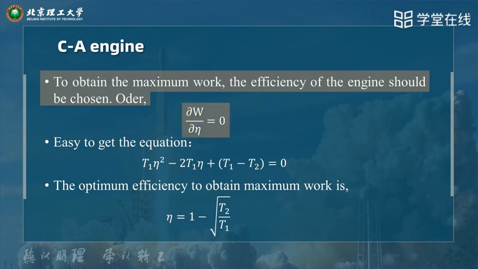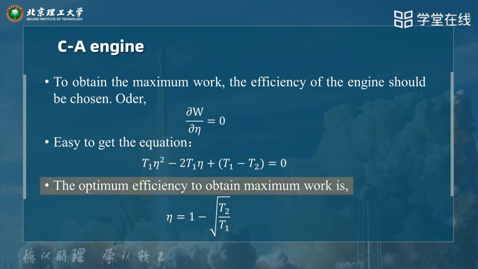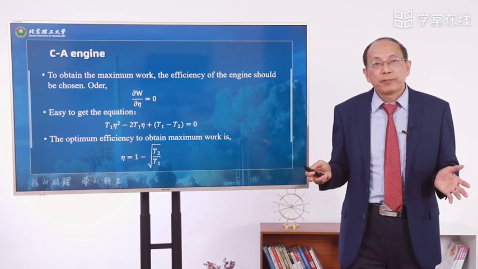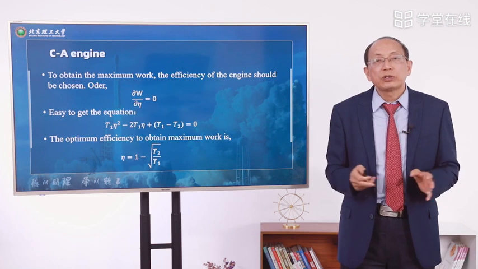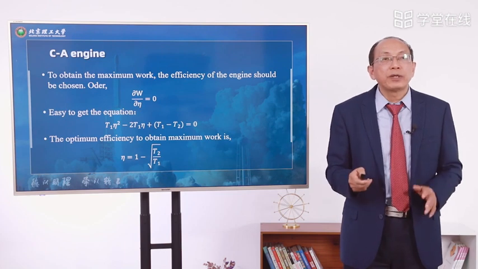Set the partial derivative of W with respect to eta to 0. It is easy to get the equation like this. From this partial differential equation, we can easily obtain the optimal efficiency. To obtain the maximum work, eta equals 1 minus root T2 over T1. Also, we can find this efficiency is not the Carnot efficiency. So the CA engine and the Carnot engine are different.